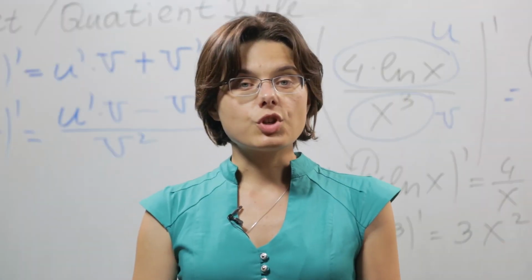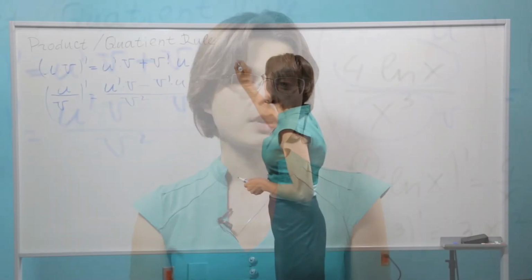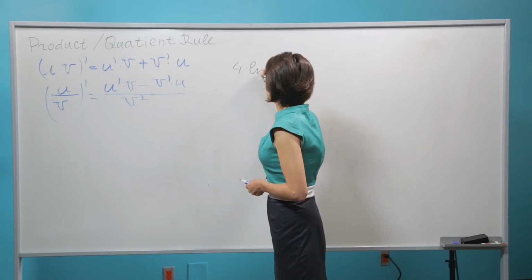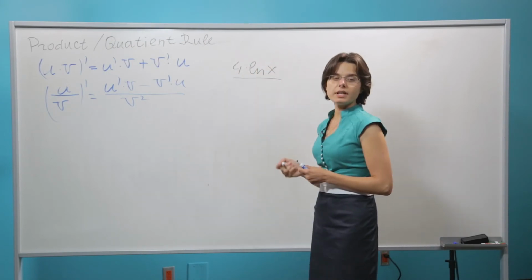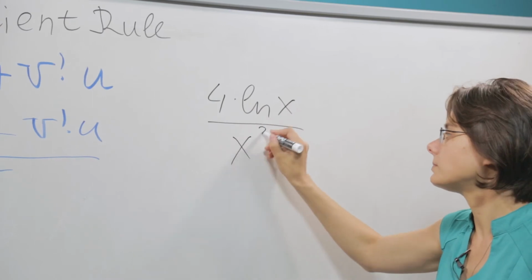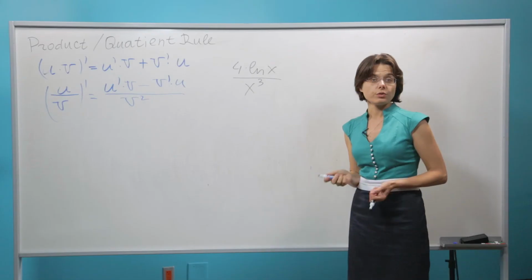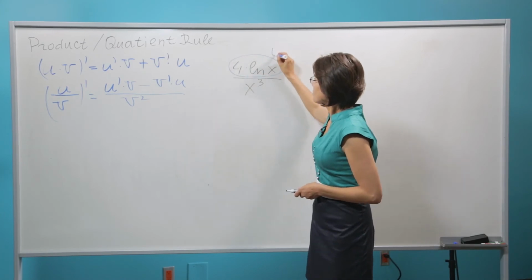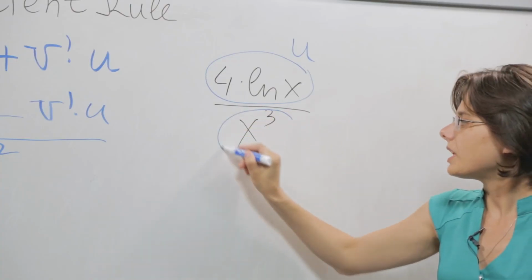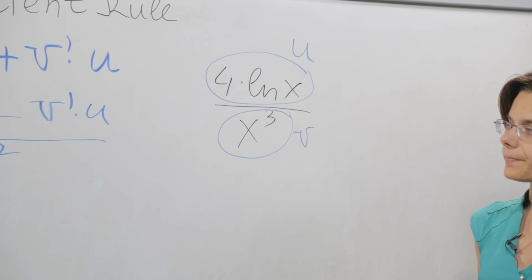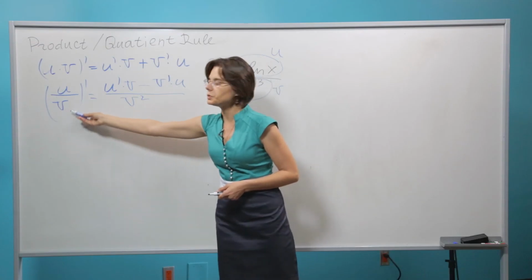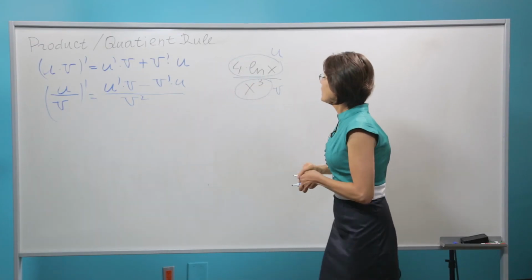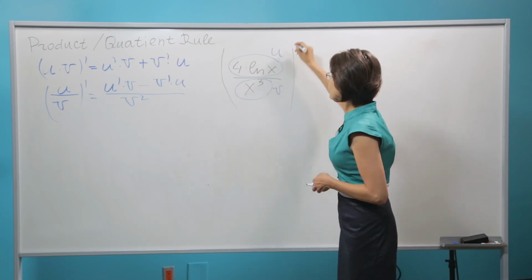Let us now differentiate a quotient of two functions: 4 times natural logarithm of x divided by x cubed. I have a division of two functions. So the numerator I will denote by u, and the denominator I will denote by v. So we have exactly this formula, u divided by v, and we want to differentiate it.